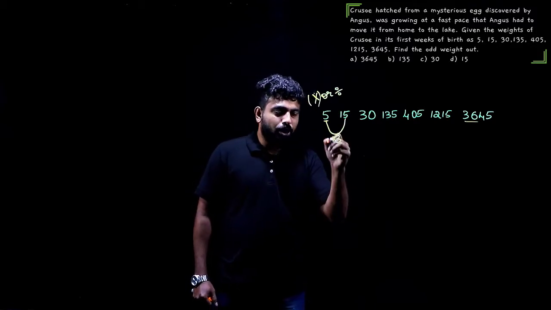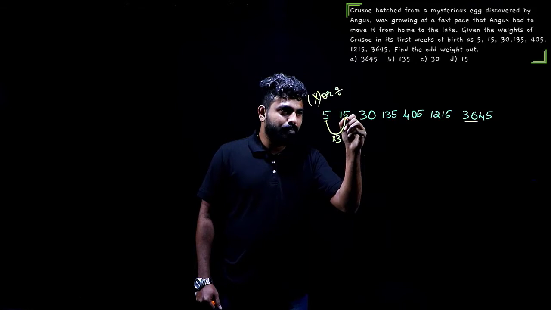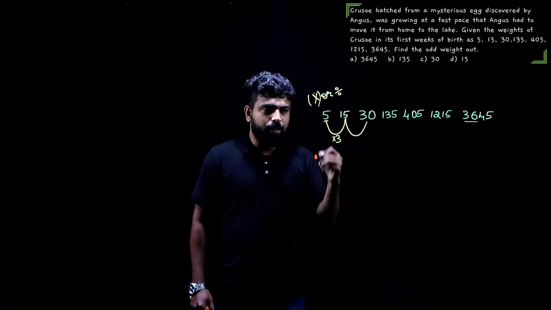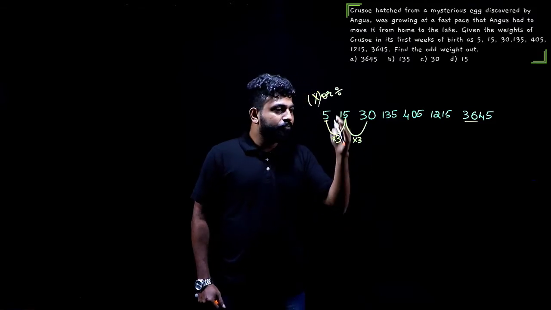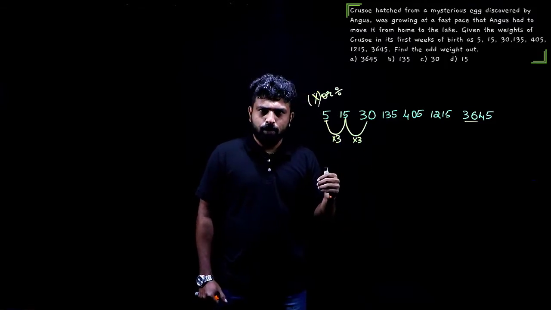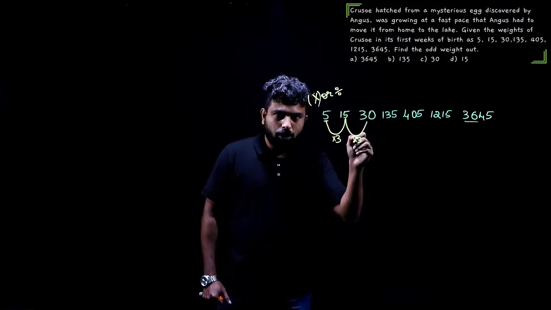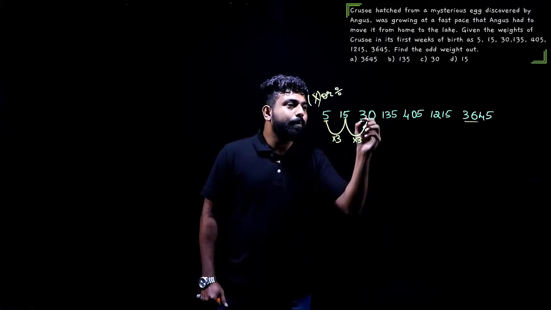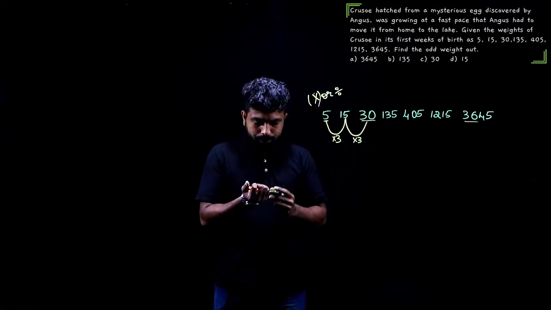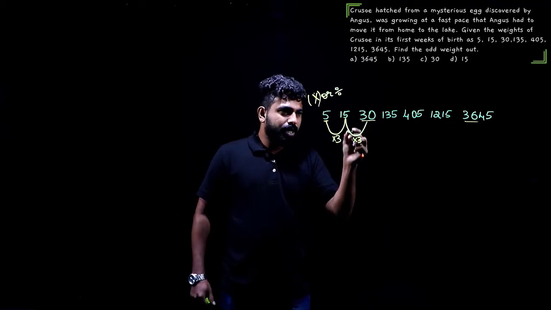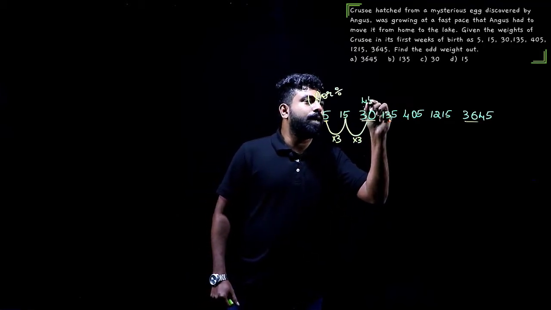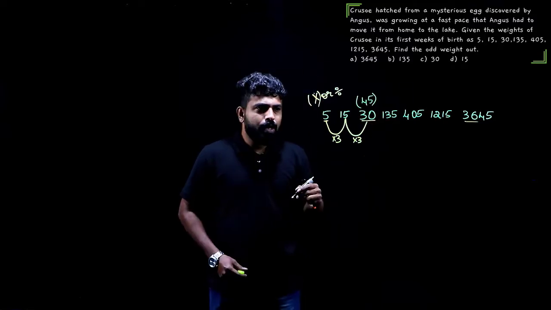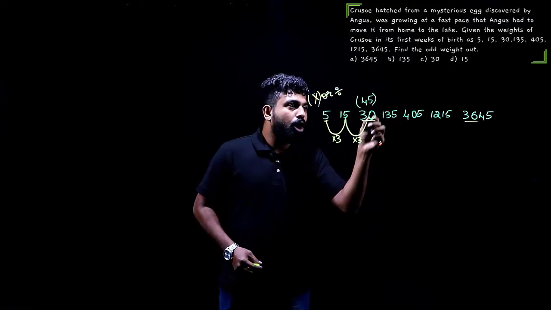Let me check if my logic is correct by multiplying the same thing for my second term to get my third term. If I multiply 15 with 3, what do I get? I am getting 45. Which means either my logic here, which is multiplied by 3, must be wrong, or my term here, which is 30, must be wrong. If I multiply 15 with 3, I will be getting 45. So, I don't know if my logic is wrong or the term is wrong.